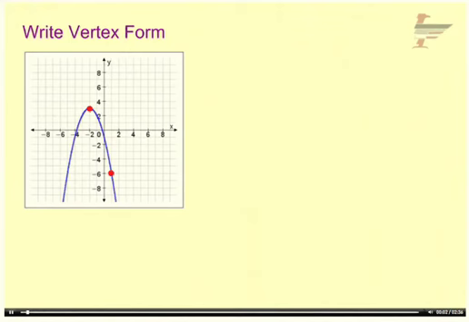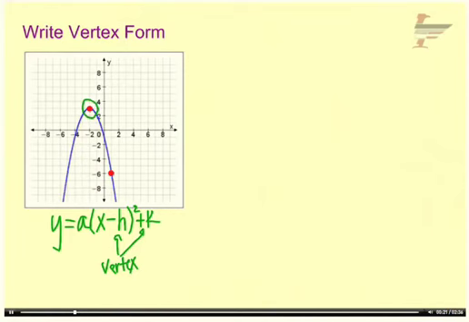Writing in vertex form, we're going to want to remember what that looks like. Vertex form is y equals a times x minus h squared plus k, where the h and the k value actually is the vertex on the graph. So when we look at our graph, do we know what the vertex is? And we can say, oh, it's this point right here, which is negative 2, positive 3. So our vertex is negative 2, 3.